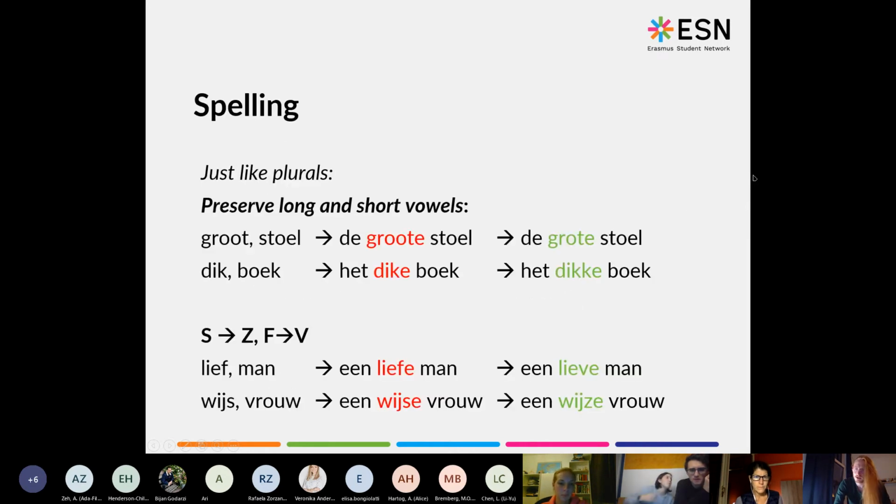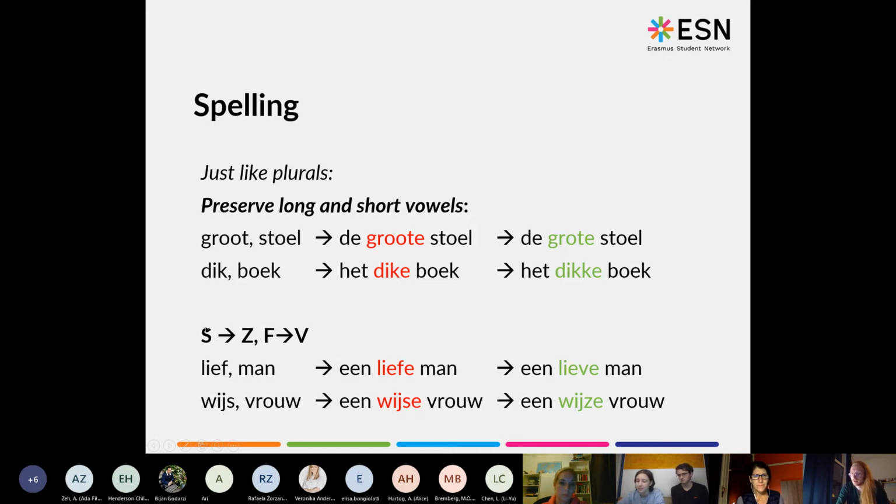Doable, I think you know this. Again, you need to keep in mind Dutch spelling rules. It works just like plurals. If you add an E after a word, make sure if there's two vowels that are the same, we only need one. In Dutch, we like to keep the words as short as possible. So it becomes de grote stoel instead of de groote stoel. And if it has one vowel, dik means thick. Het dikke boek, we want to say. But if you spell it like het dike boek, it's not the same sound. So het dikke boek.